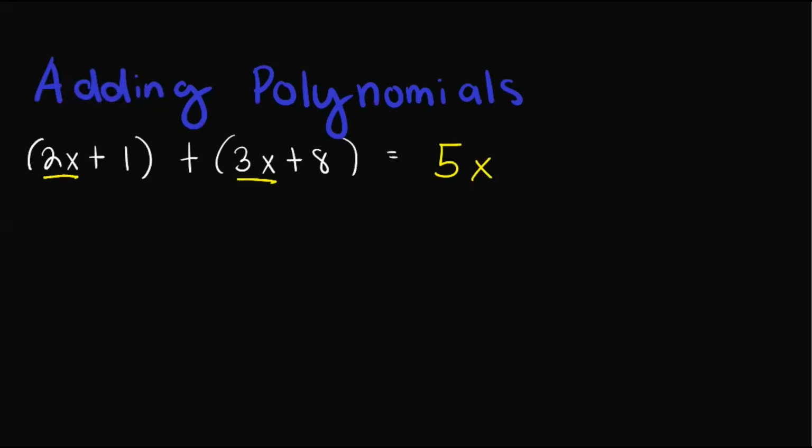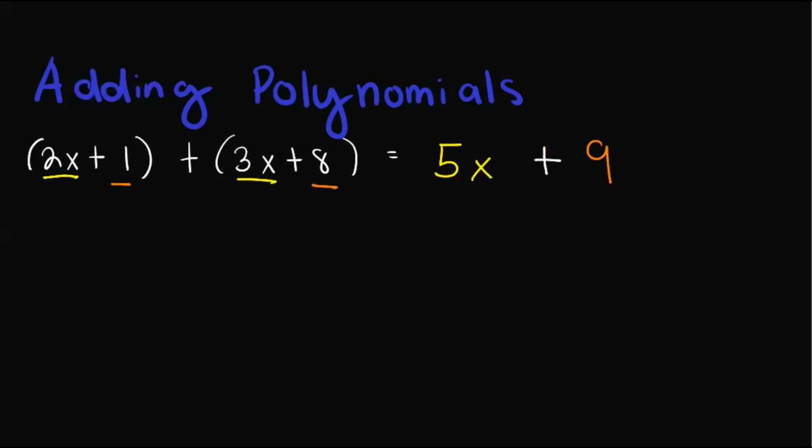For the next one, we have 1 and 8. These are also like terms since they are both similar in the way that they both don't have any variables beside them. So we add that one out. Let's put the 9 out here since 8 plus 1 is 9. And this is the answer for this problem. As simple as that.